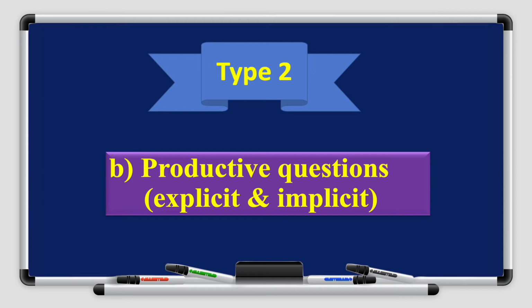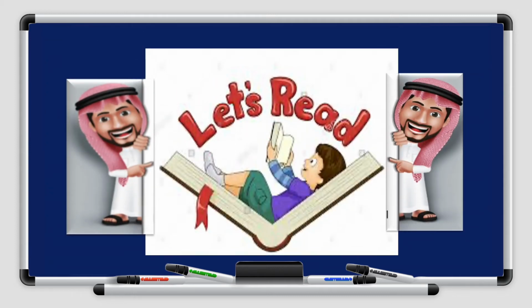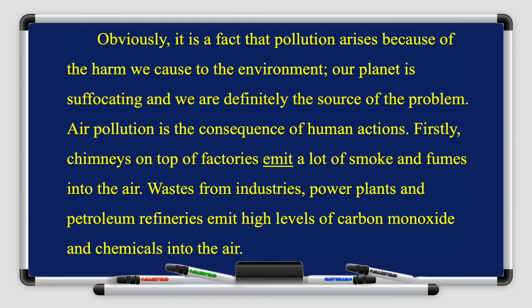The second type of questions is the productive questions, i.e. the explicit and implicit. We have the text here in front of us in our student's book, page 40. Let's read the text together. Obviously, it is a fact that pollution arises because of the harm we cause to the environment. Our planet is suffocating, and we are definitely the source of the problem.